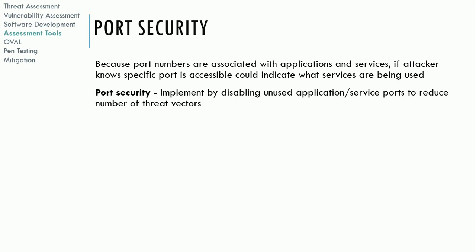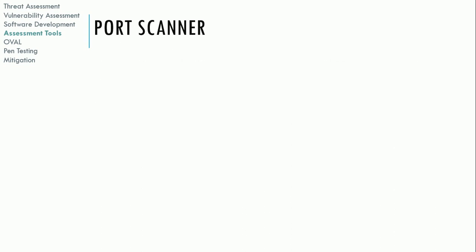So port security is implemented by disabling unused application and service ports to reduce the number of threat vectors. In other words, if you have a web server that's only listening for traffic on port 443 and 80, why have any other ports that are open or available? So it reduces the possibility of an attack. So you want to basically deny access to any port except for the two ports that you're interested in receiving traffic on that particular machine.